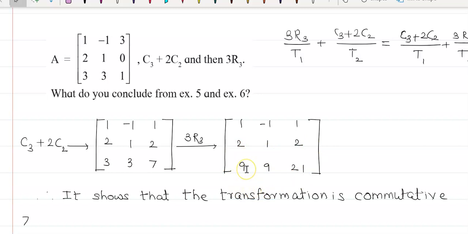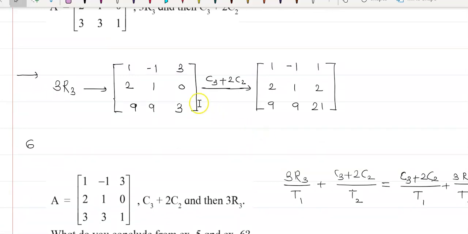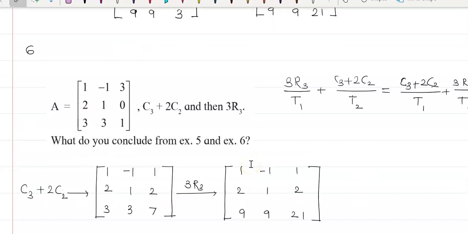And in this case we get these two operations. First the operation 3 times R3 and then C3 plus 2 times C2. And if we change the order on another matrix, that is in example number 6, we perform C3 plus 2 times C2 and then 3 times R3, then both are equal. Therefore the matrix transformations are commutative. It doesn't affect the value of the matrix.